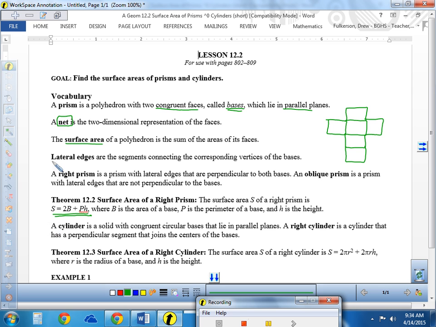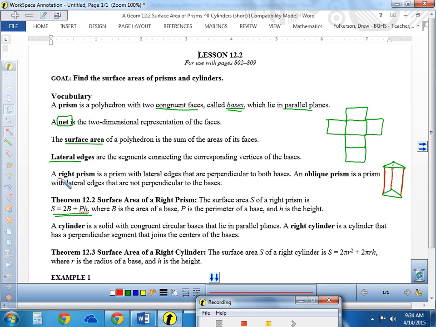Another thing we'll talk about is lateral edges. I mentioned a triangular prism earlier. If I have a triangular prism, and I'll just do a quick sketch, the lateral edges would be these edges here, just around the sides, not including the bases. Sometimes it'll say find the lateral area. You would just find the area of these three rectangular sides in this case.